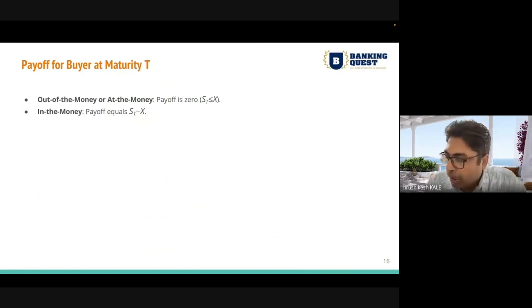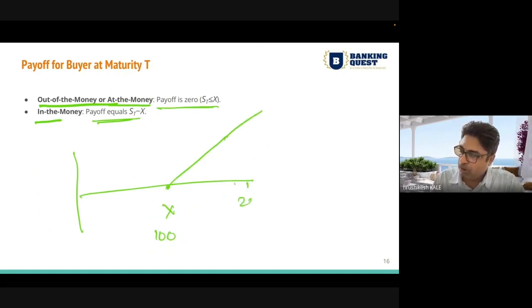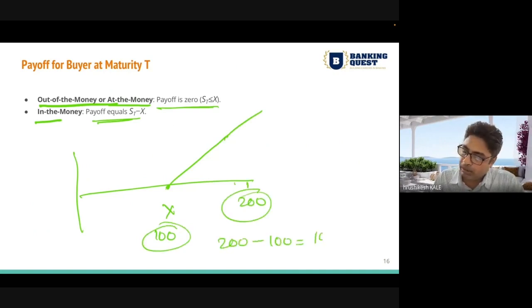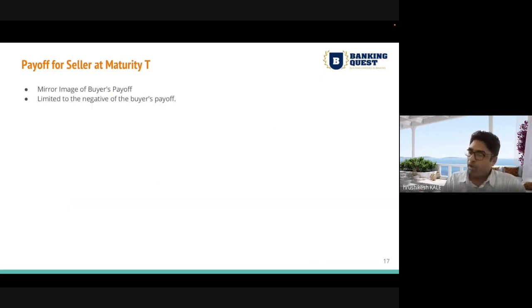Now, in out of the money or at the money, payoff is zero. You are not going to get anything. But if you are in the money, then payoff is equal to how much money you are going to get. The exercise price is 100 and today's value is 200. So your profit will be 200 minus 100, that is equal to 100, and that is called your payoff without considering premium. No premium considered. That is payoff. Okay.